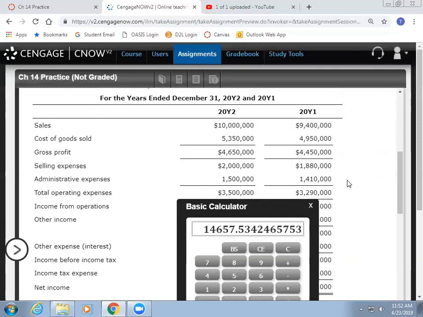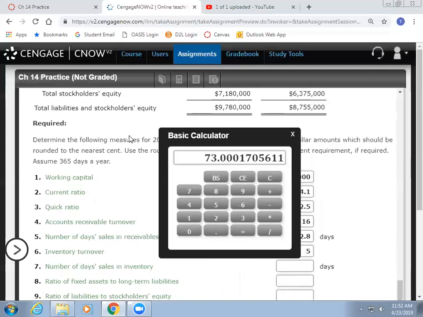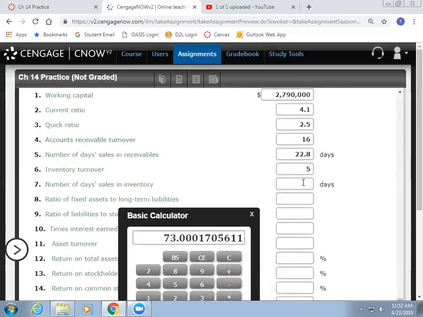So 14,657.5, because they said to round to 1 decimal. So that's our average daily cost of goods sold. Average inventory was 1,070,000 divided by the average daily cost of goods sold we just calculated, and you should get 73 days. 73 days.